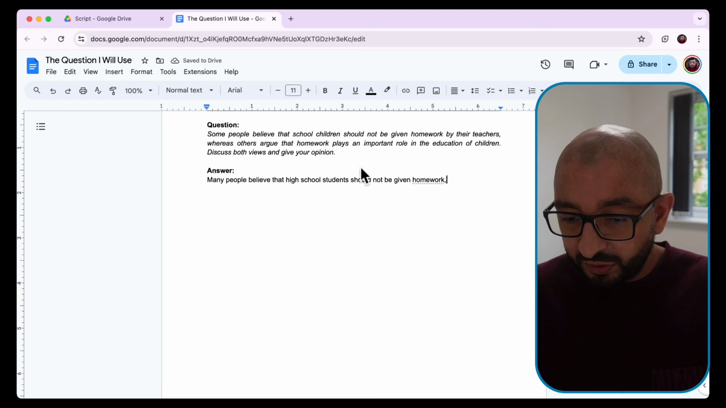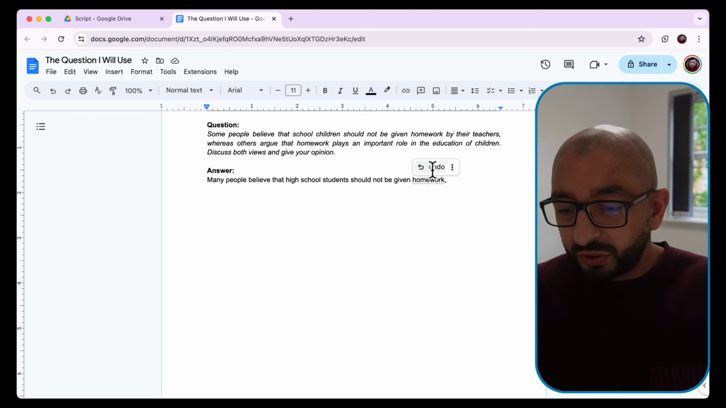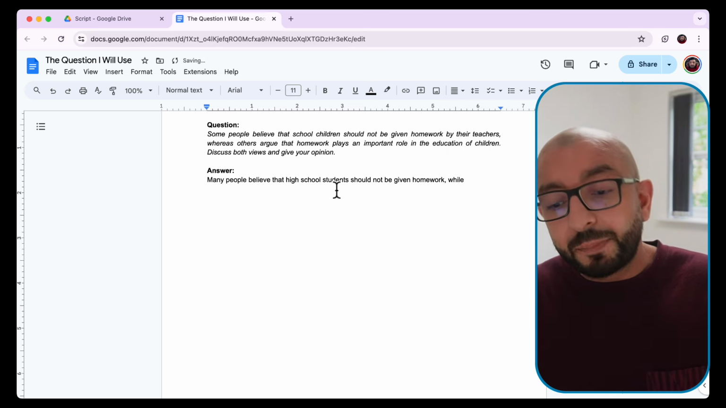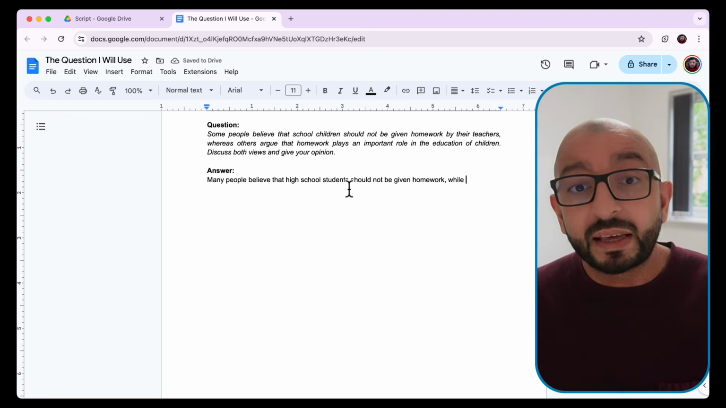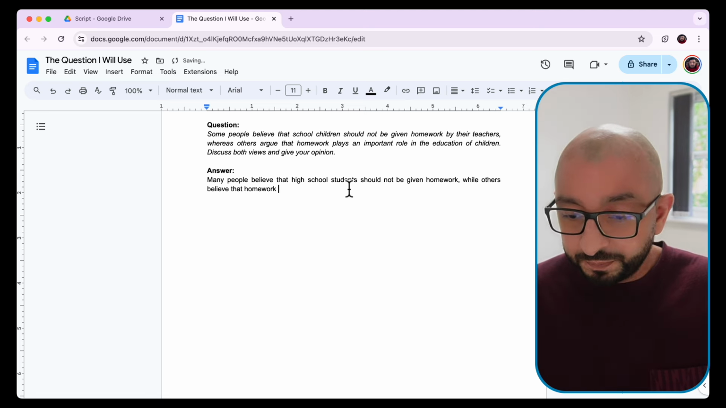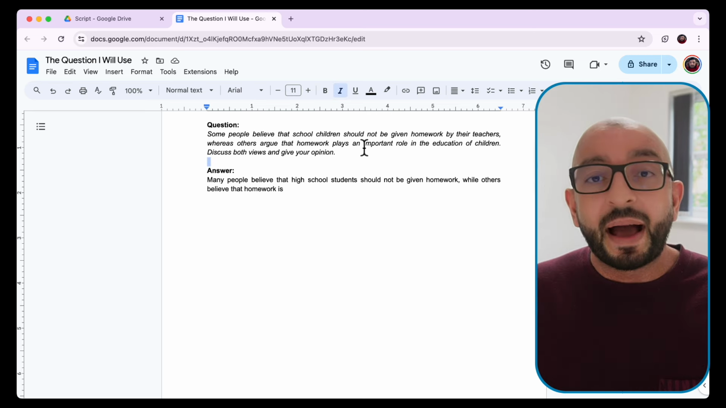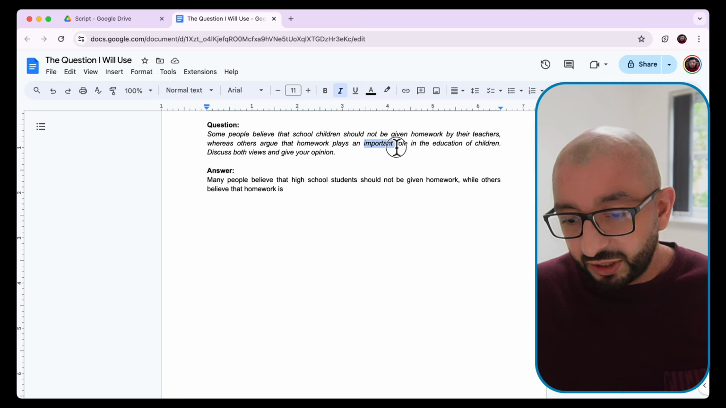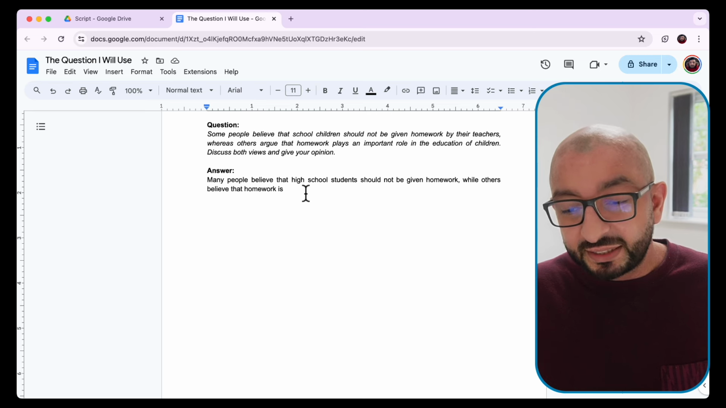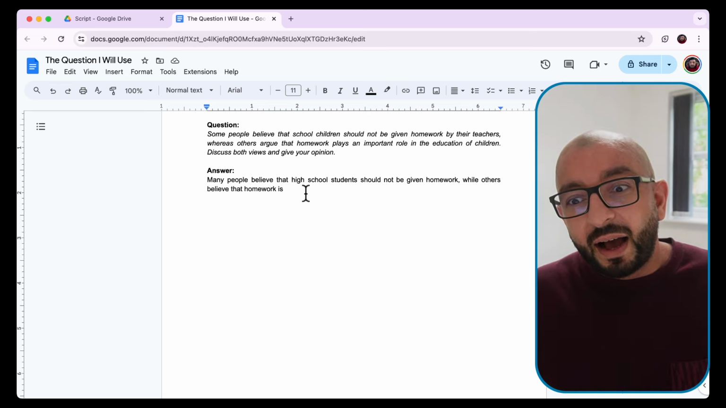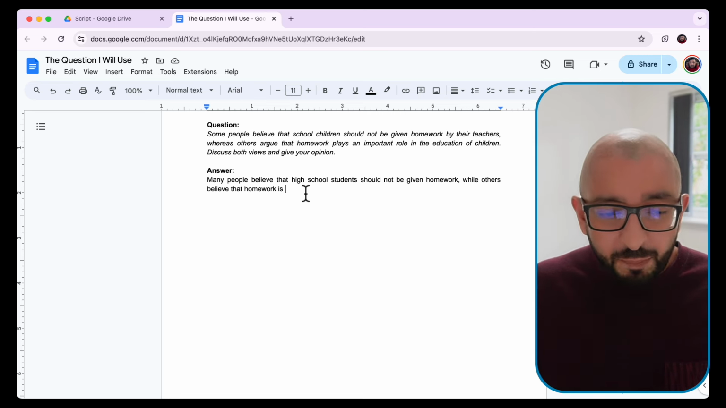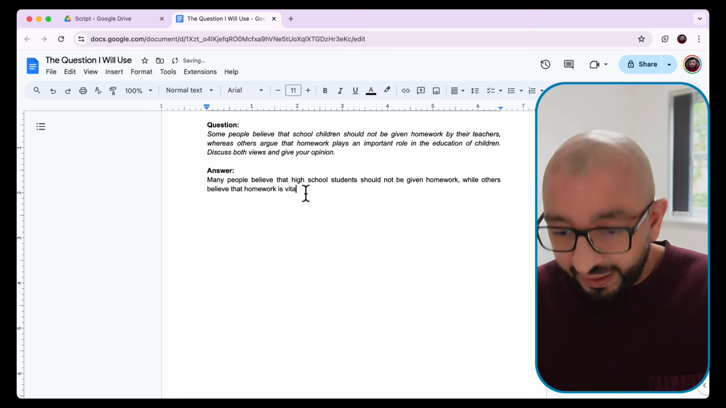Now, they've used the word whereas here, okay? I don't want to use whereas, so instead I will just use the term while. So many people believe that high school students should not be given homework, while others believe that homework is... now, in the statement sentence, they use the term important role. So I can use that. I can say, while others believe that homework is important, but I don't want to come across lazy to the examiner. I want to show off my writing skills. So instead of important, I will use the synonym vital.